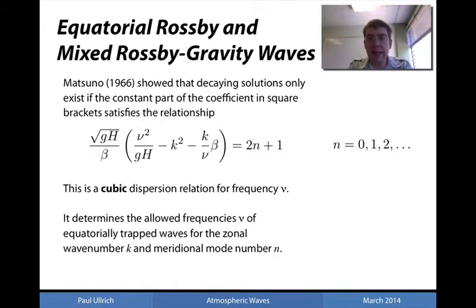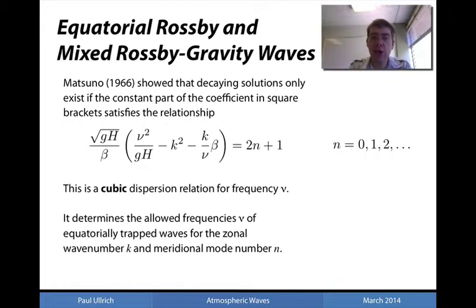So Matsuno in 1966 actually showed that decaying solutions only exist if the constant part of the coefficient in square brackets satisfies the relationship shown here. That is, it needs to have integer values, and in particular odd integer values, in order to have decaying solutions away from the equator. So this greatly limits the number of possible solutions that could arise from this differential equation.